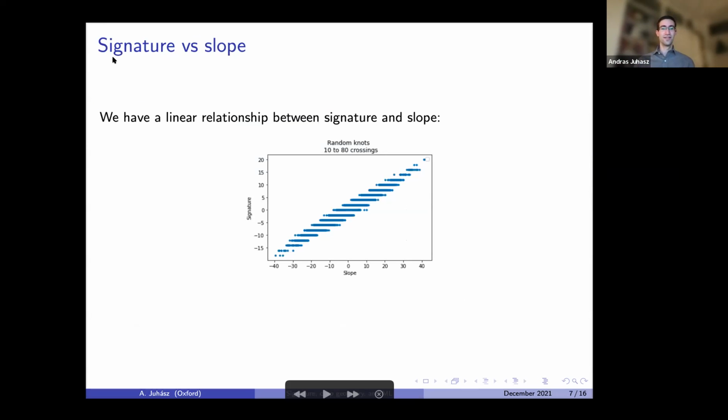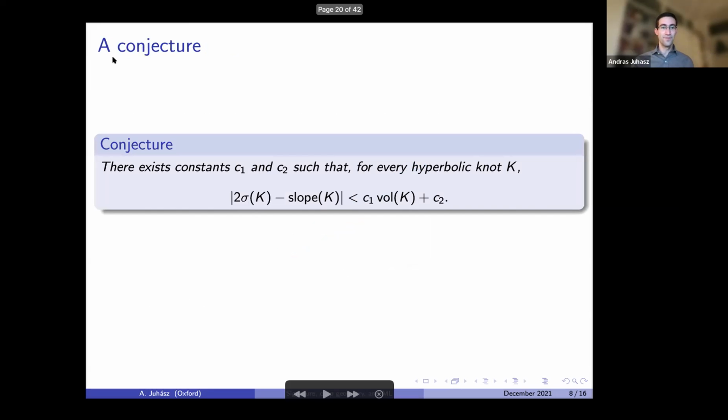Now, if you plot signature versus slope, you can observe an approximately linear relationship between the slope and signature. This is for random knots with 10 to 80 crossings. When I say crossing number, I mean the crossing number in the SnapPy simplified form. The actual crossing number, of course, might be smaller. And the question is, what's the error? I mean, clearly there is some error term.